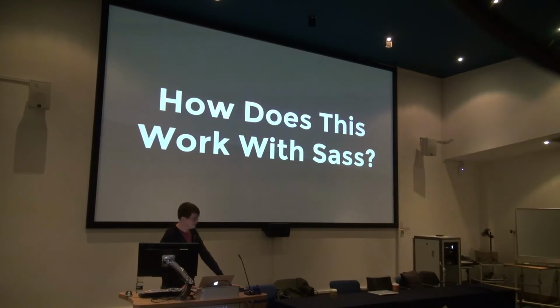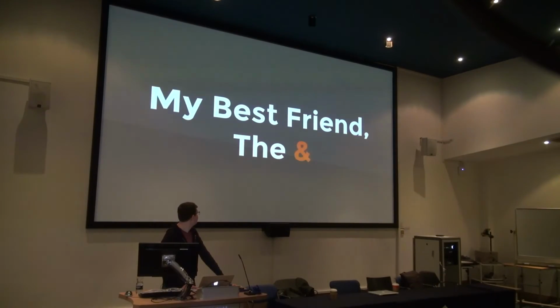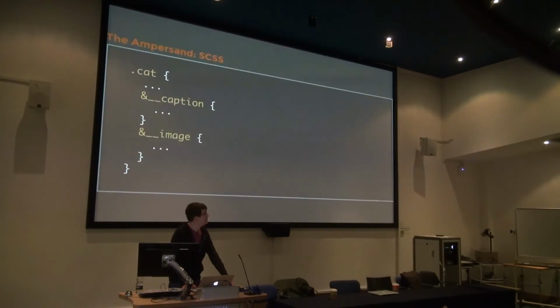So let's put it in practice with a bit of Sass as well. My best friend in Sass is the ampersand symbol. What the ampersand symbol does is it provides scope. So, for instance, in this context here, the ampersand is equal to cat. If I put the ampersand into the caption element, it would equal cat__caption. So it allows you to write CSS like that, rather than writing the selectors out every time. And again, if I wanted to change the module name to dog, all the selectors generated by the Sass will suddenly become dog. It just makes your code nice and flexible and readable as well, when you've got big components.